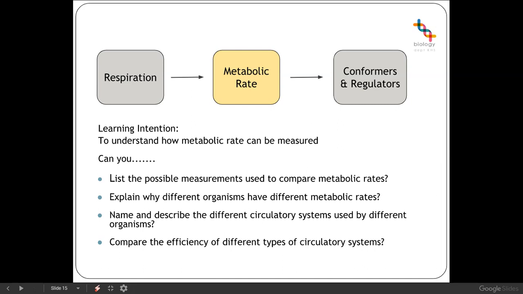And lastly, we have our complete double circulatory system seen in birds and in mammals, where the blood is passing through the heart twice and is completely separated. We have no mixing of oxygenated and deoxygenated blood, and this is the most efficient type of circulatory system.